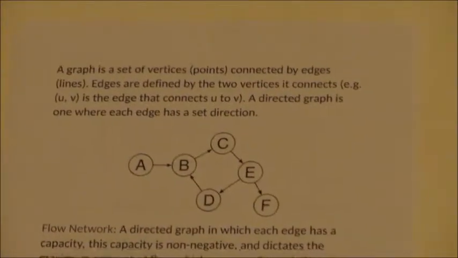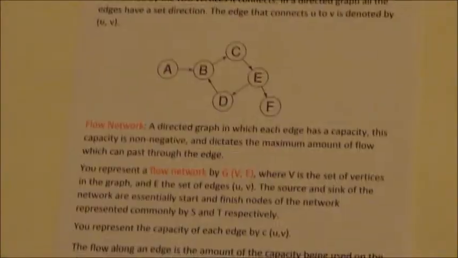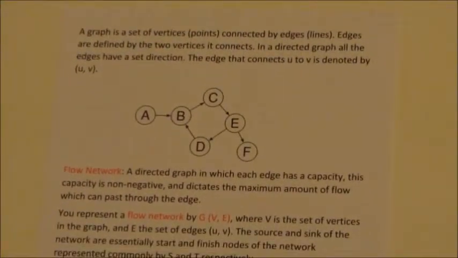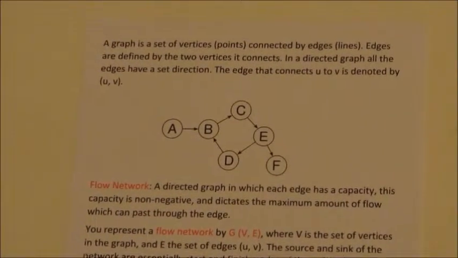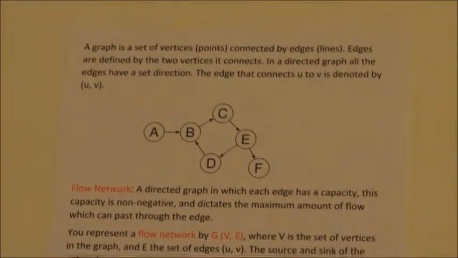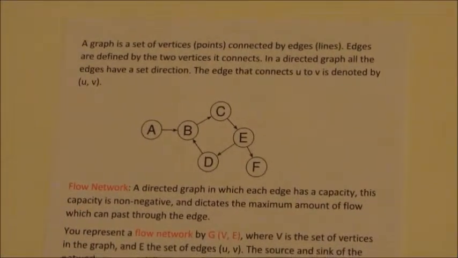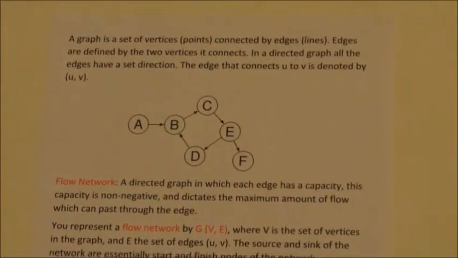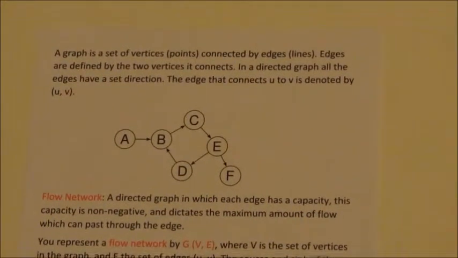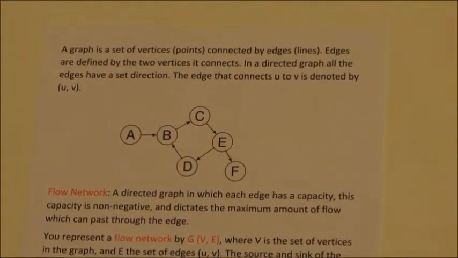Before we go into explaining what the algorithm does, there's a few important definitions you need to know. So a graph is basically a set of vertices, or you can think of them as points, connected by edges, or you can think of those as lines. Edges are defined by the two vertices it connects. However, in a directed graph, all the edges have a set direction. So the edge that connects U to V, for example, is denoted by UV.